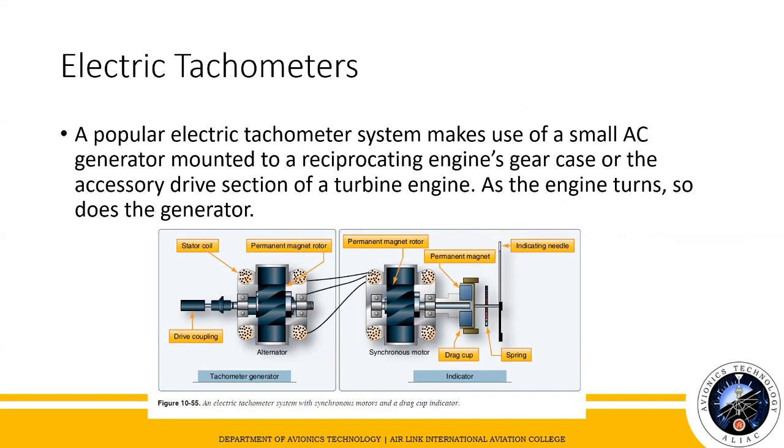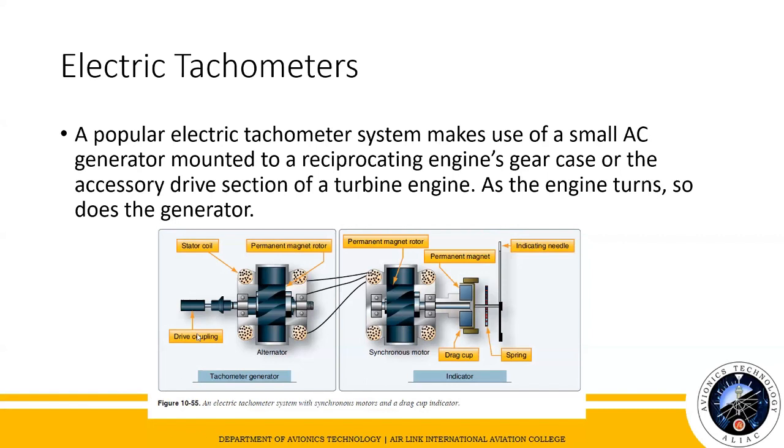So a wide variety of electric tachometer systems can be employed. Kaya yung mga manufacturers' instructions should be consulted for the details of each specific tachometer system. So, yung popular electric tachometer system makes use of a small AC generator mounted to a reciprocating engine gear case or the accessory drive section of the turbine engine. As the engine turns, so does the generator. So, the frequency of the generator is directly proportional to the speed of the engine.